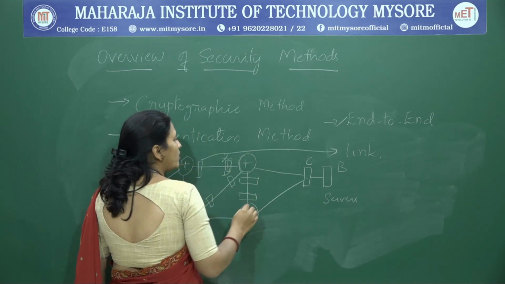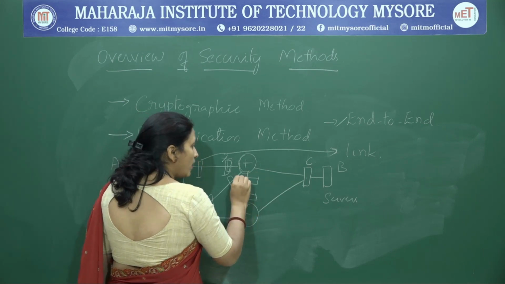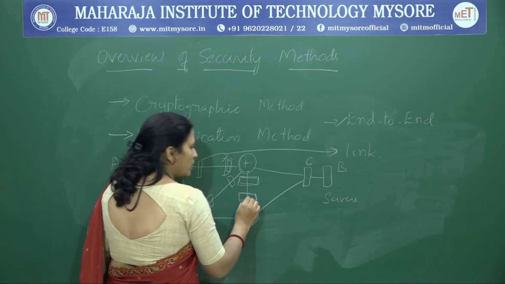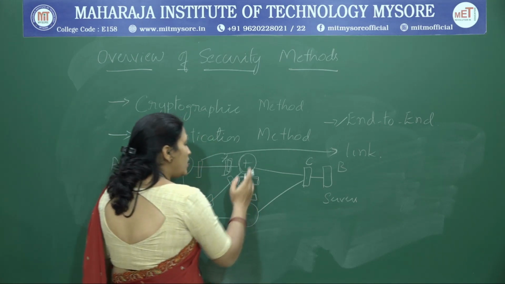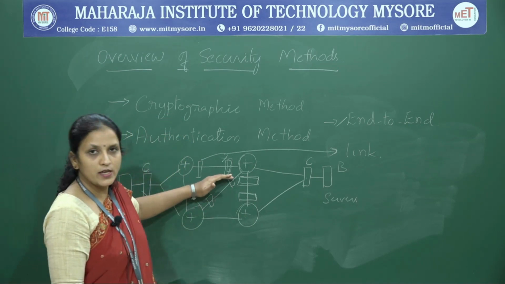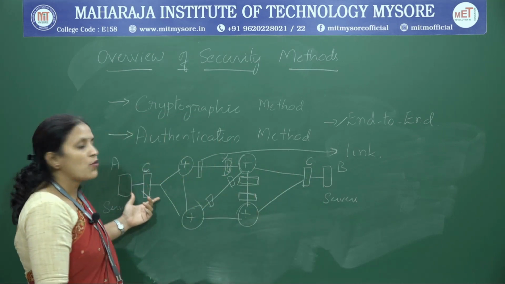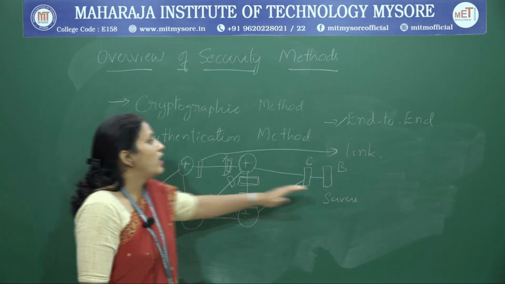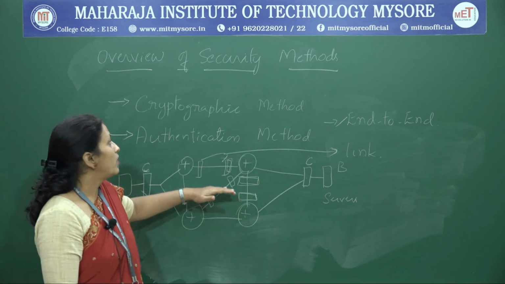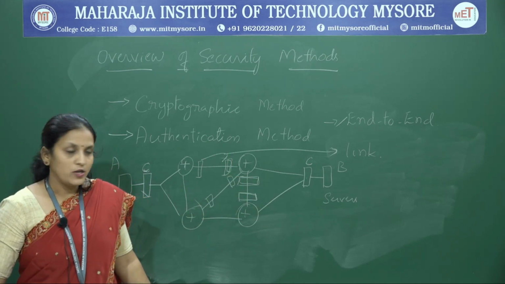Similarly, if that packet needs to traverse from this point to this point, again that packet is going to be encrypted at this end and decrypted at this end. So that at each link, the protection is provided with the help of link encryption. At each server, we are going to provide the protection with the help of end-to-end encryption. So at different levels, we are going to provide security with the help of encryption and decryption.